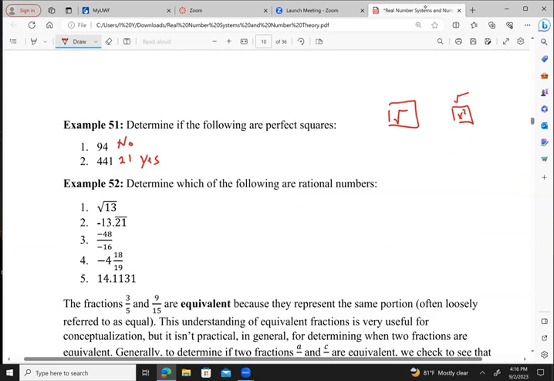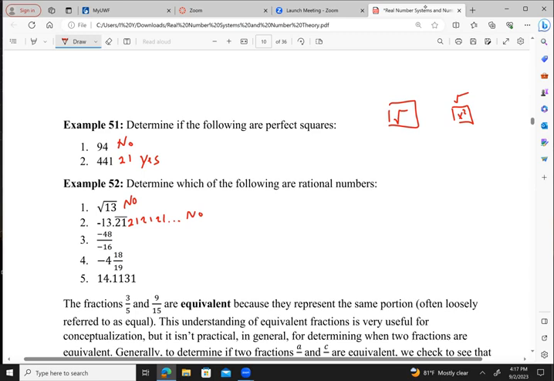Now, determine which of the following are rational numbers. Well, the square root of 13 is not. It's not a perfect square. Now this notation, we have negative 13.21 with a line over it. The line over it means it continues. It repeats 2, 1, 2, 1, 2, 1, and keeps going. Therefore, we can say it's not a rational number.